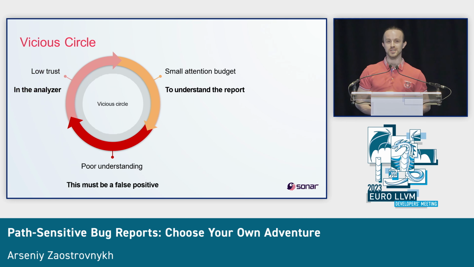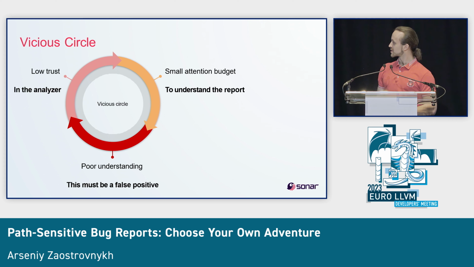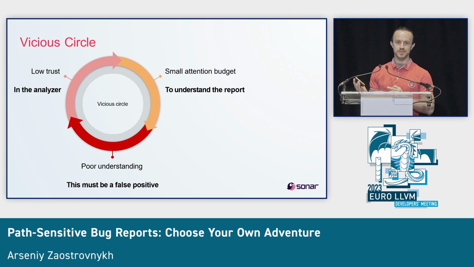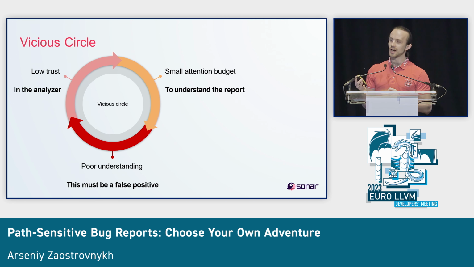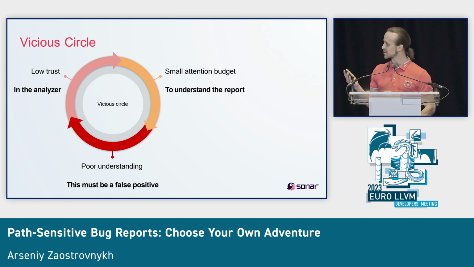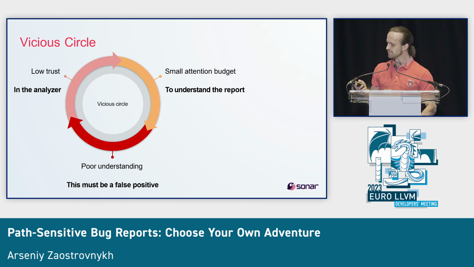So this creates a vicious circle with initially low trust in the analyzer that leads to low attention that people pay to the findings. And since those findings are pretty complicated, usually by nature, they are often misunderstood with this little attention, so they are following the common bias: if I don't understand it, it must be wrong. They are misattributed to be false positives and decrease the trust in the analyzer further.